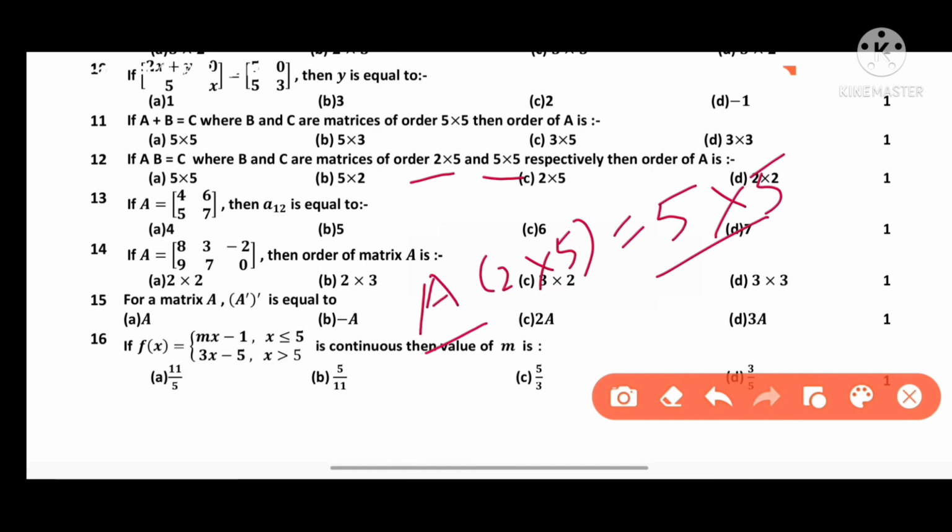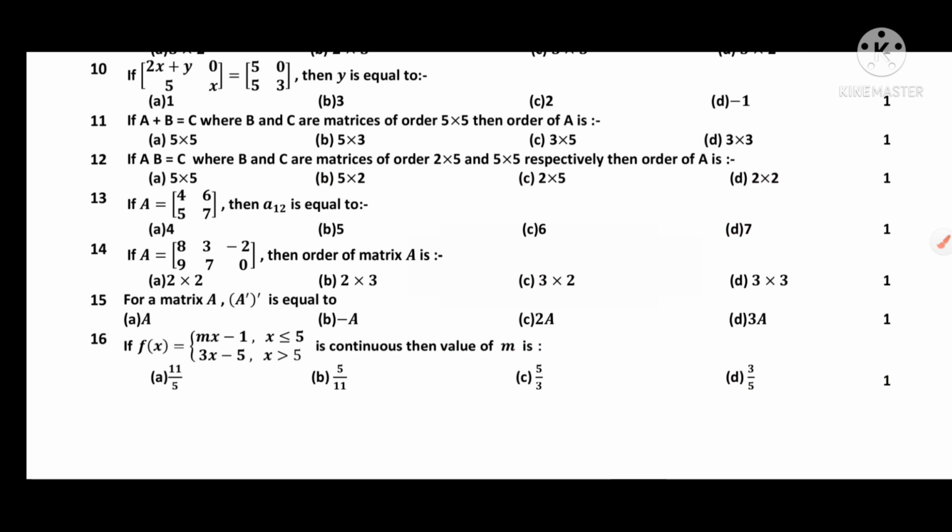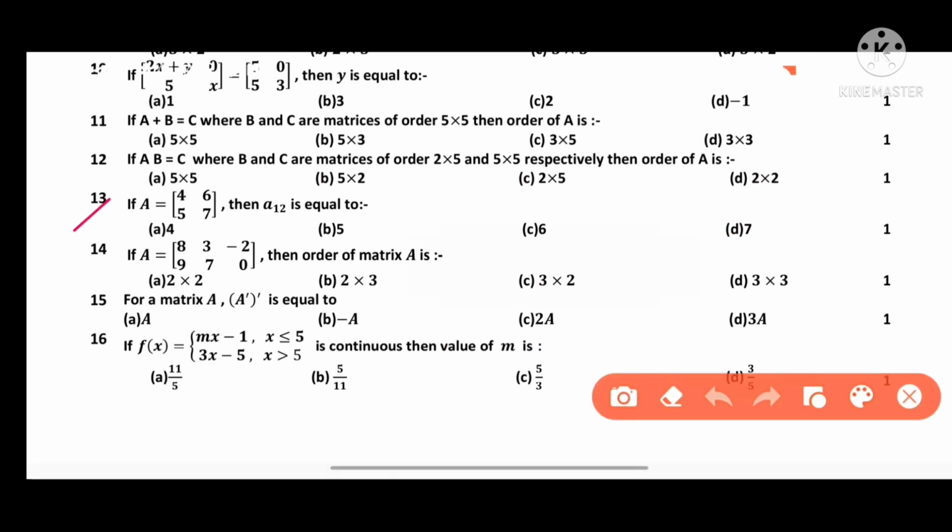Now clearly, order of A is 5 by 2. So answer is B option. Next, question number 13. If A is equal to [4, 6; 5, 7], then A12 is.